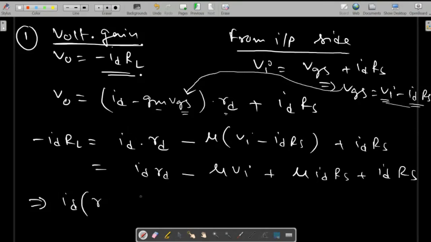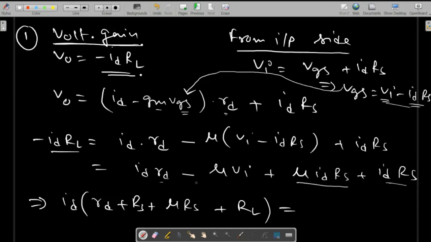So ID into RD plus RS plus mu RS plus RL. Okay. Equal to, this will come here, mu times VI. So please check whether I'm doing any mistake or not. Okay, so this is the value of ID we are getting. So you can write ID equal to mu VI divided by this. Okay. So this is the value of ID.